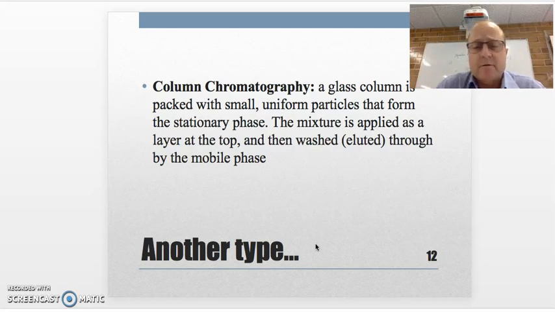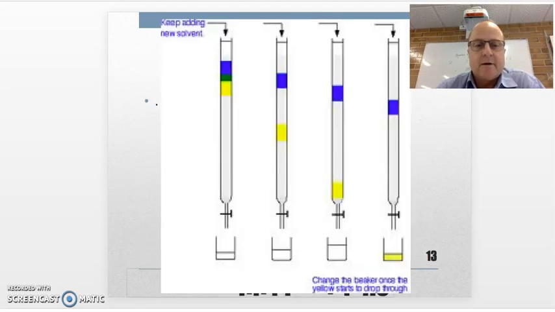Another type of chromatography is called column chromatography. Column chromatography has a glass column that's packed with small uniform particles that form the stationary phase. The mixture is applied as a layer at the top, and then washed, otherwise known as eluted, through by the mobile phase. Okay, so again, the easiest way to picture that is to look at a diagram.